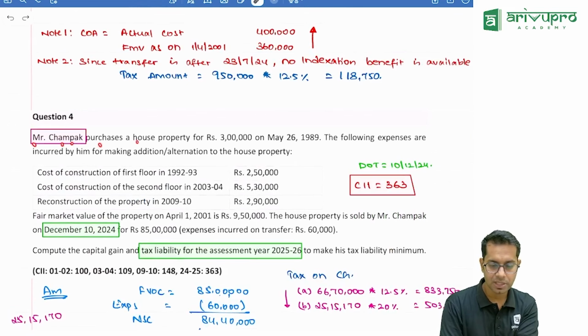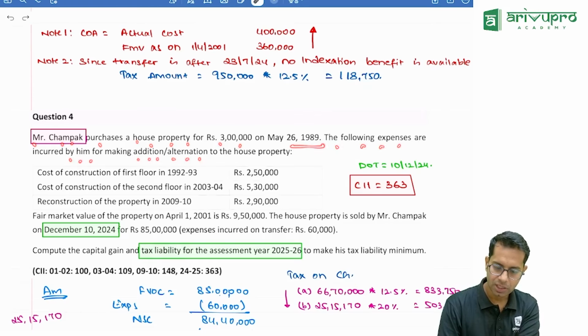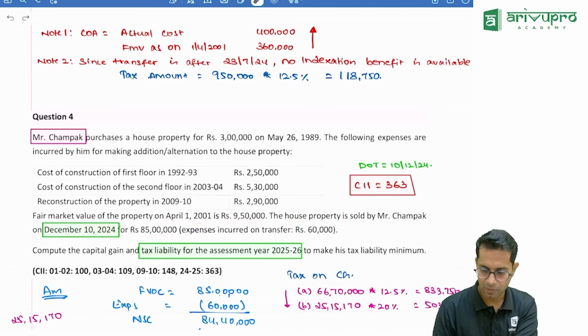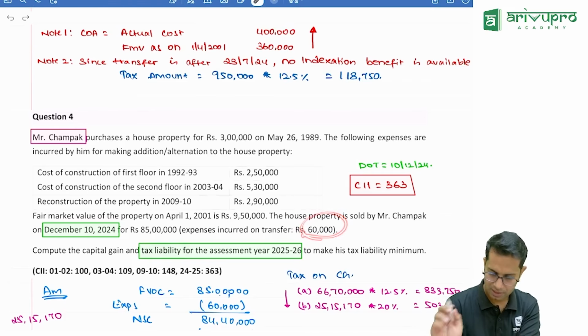Mr. Champak purchases a house property for 3 lakhs in 1989. The following expenses are incurred by him for making additions. He constructed the first floor in 92, the second floor in 2003, and in 2009 reconstruction was done. Fair market value is 9,50,000 on 1st of April 2001. The house property was sold by Champak on 10th of December 24 for 85 lakh rupees, and expenses incurred were 60,000.